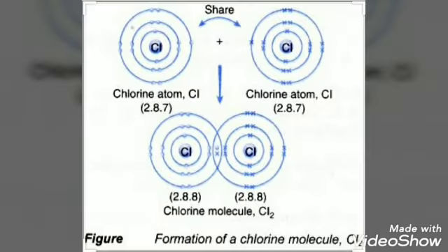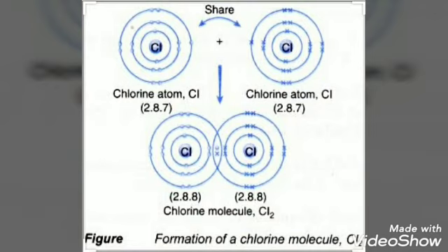Let us take an example of the formation of a chlorine molecule, Cl2. The atomic number of chlorine is 17, so its electronic configuration is 2, 8, 7. A chlorine atom has 7 electrons in its outermost shell and needs 1 electron to complete its octet and become stable. It gets this electron by sharing with another chlorine atom. So, 2 chlorine atoms share 1 electron each to form a chlorine molecule.